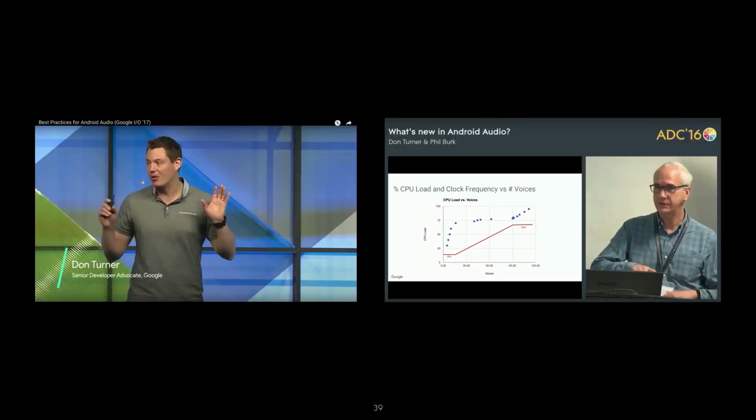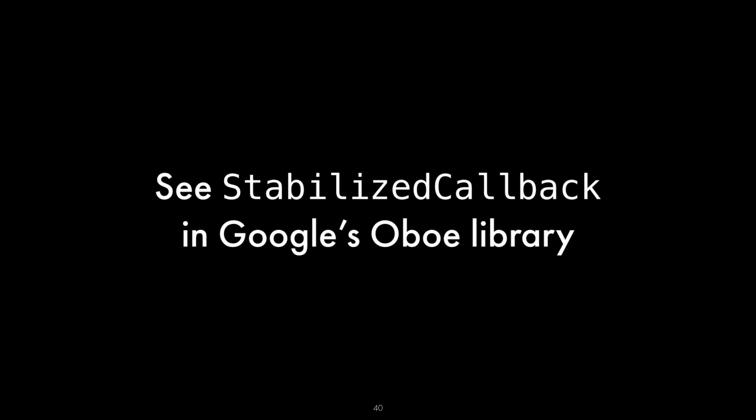I see Phil in the audience. Google has been talking about a lot of this for various ADCs at various conferences. The left is Google I/O, and the Google Oboe library actually implements artificial work in the stabilized callback class. This is not my idea.